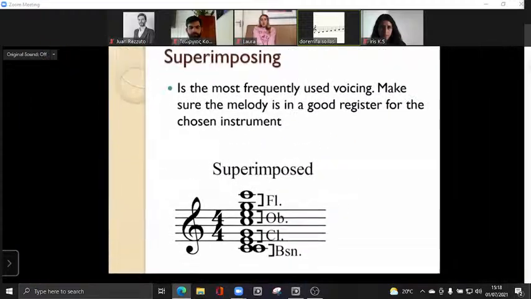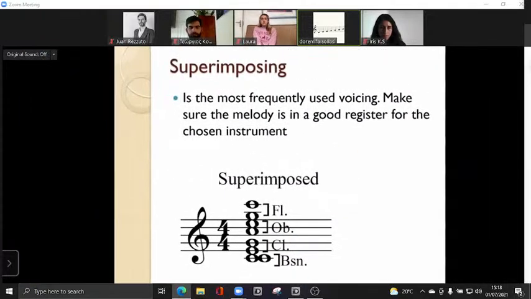So this is the most common voicing that we use. And always the flutes are at the top, then below the flutes we have the oboes, below the oboes we have the clarinets, and below the clarinets we have the bassoon.